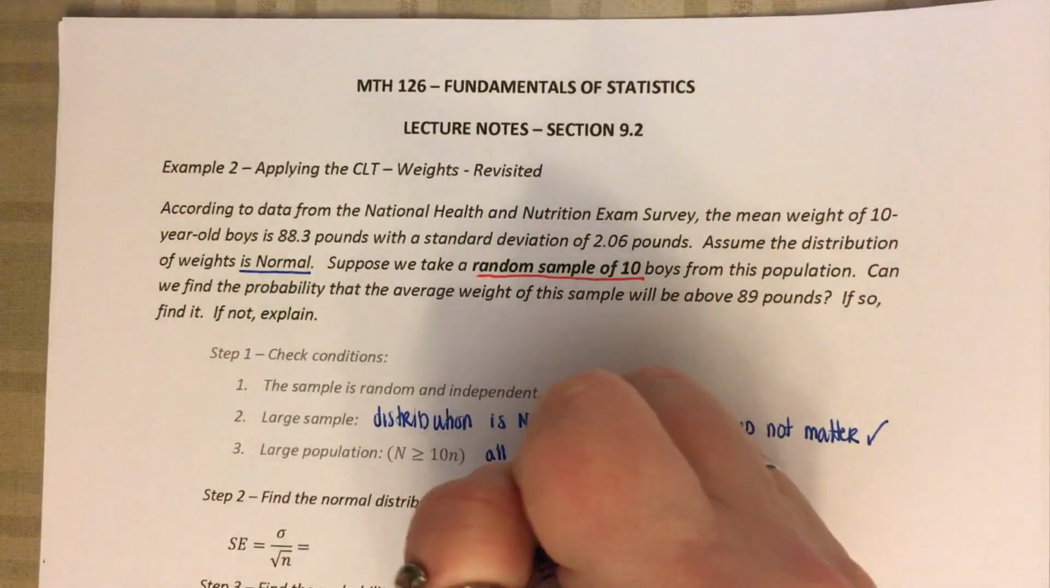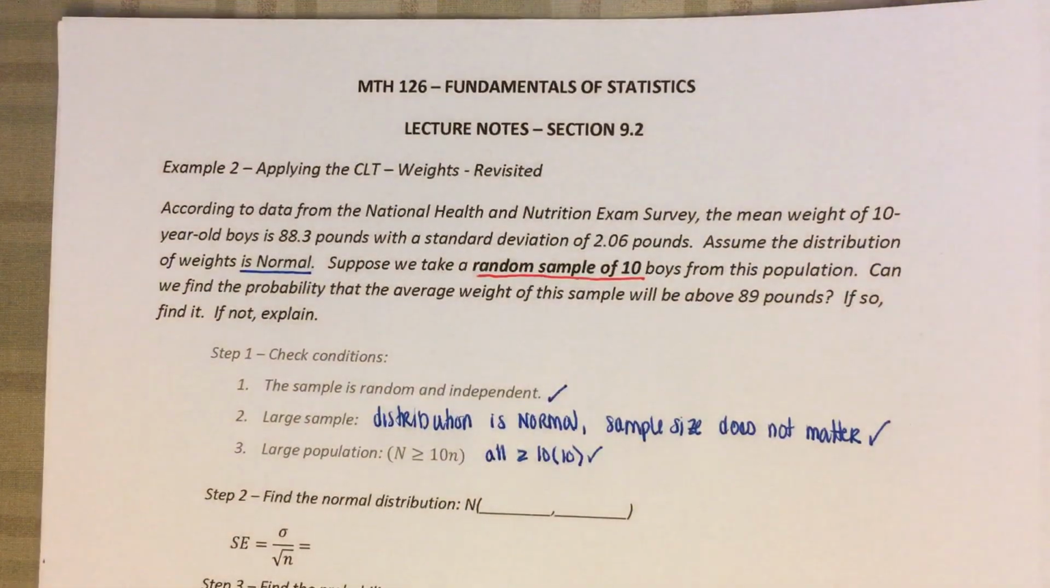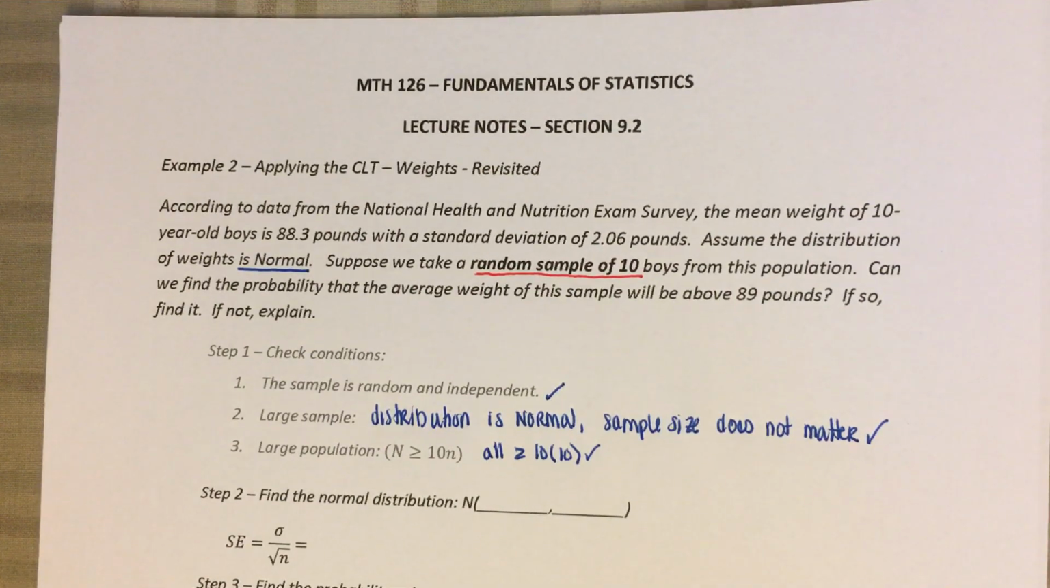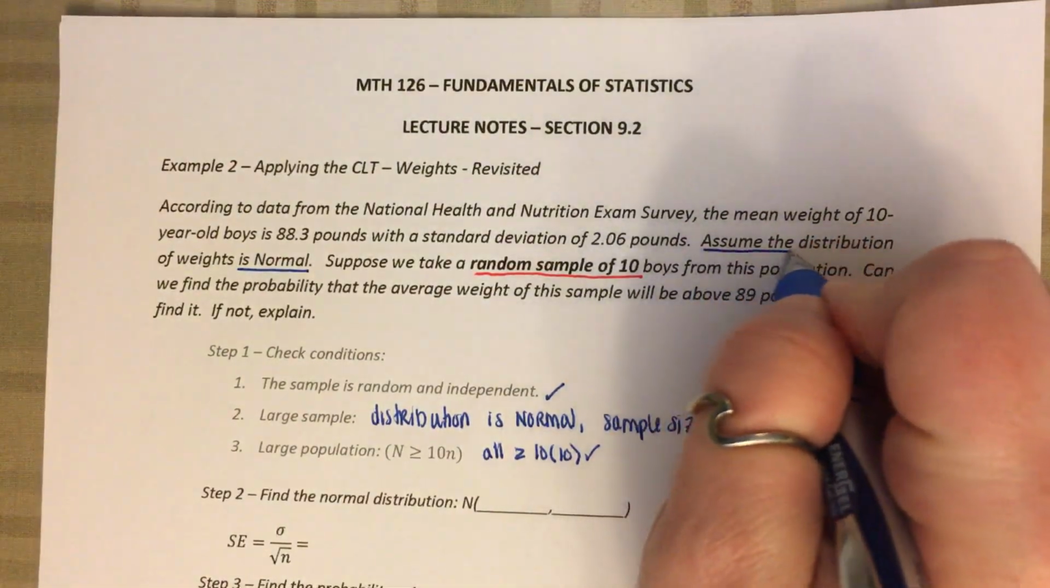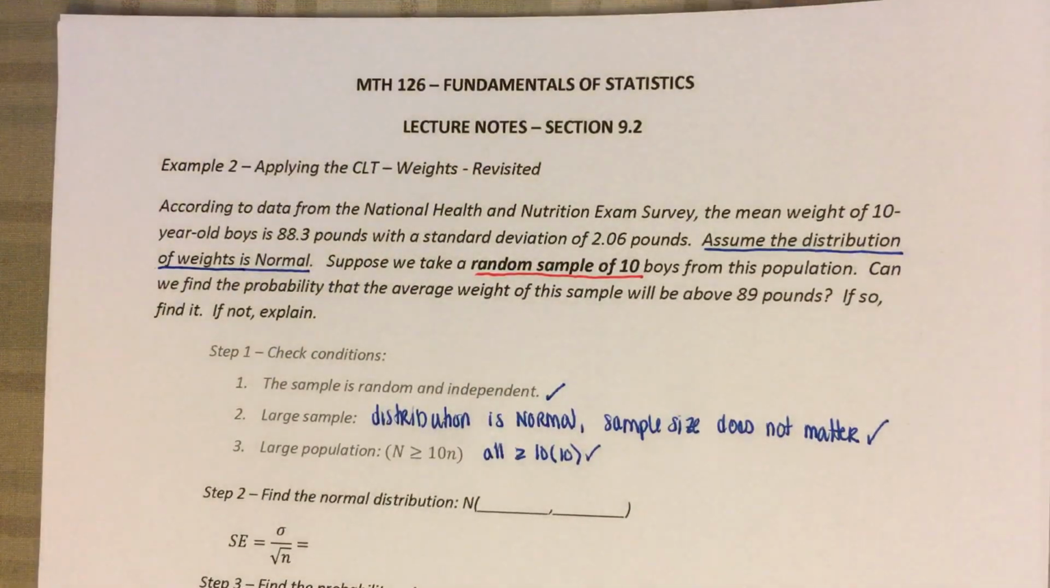Do we have a large enough population? Is it greater than 10 times 10, which is 100? Our population is definitely large enough. So even though we have a small sample size here, a sample size of 10, our distribution of weights is normal. So since our distribution was normal, we satisfied our second condition.